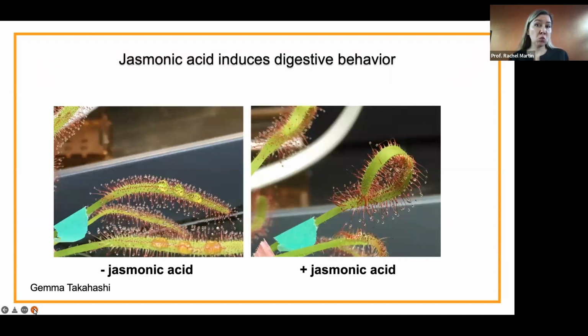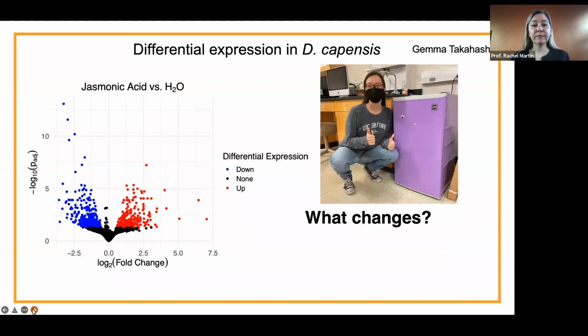And that does work. So we see that with the leaves that were treated with water, nothing happens. The ones that were treated with jasmonic acid do curl up as though they caught an insect, even though there's nothing there. And the reason that we don't just feed it something is that then we would have insect RNA in our sample and it would cause a lot of problems. And we only want to see the proteins that are from the plant.